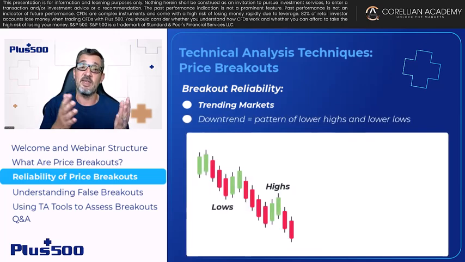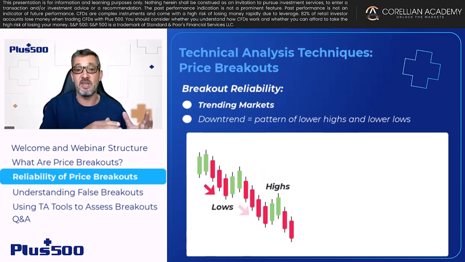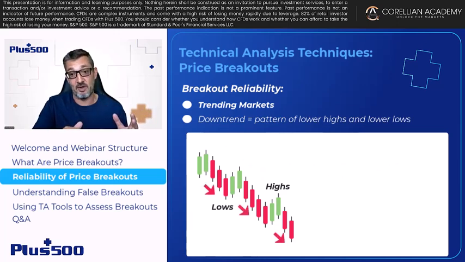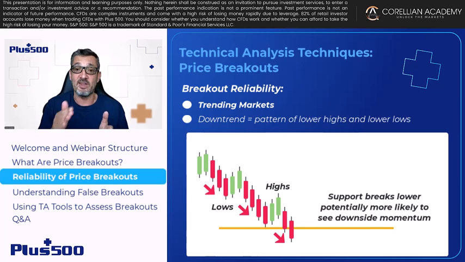Now, a downtrend is a pattern of lower highs and lower lows and is an indication of negative market sentiment towards a CFD. If the price of a CFD is constantly seeing selling pressure develop below a previous high, and then that selling breaks below the previous support low, the price is deemed to be within a downtrend, which is a bearish trending condition showing negative market sentiment. In this situation, support breaks lower are potentially more likely to see more follow through to the downside.